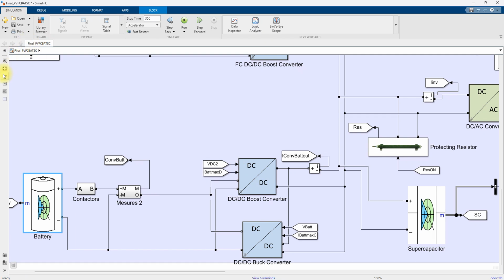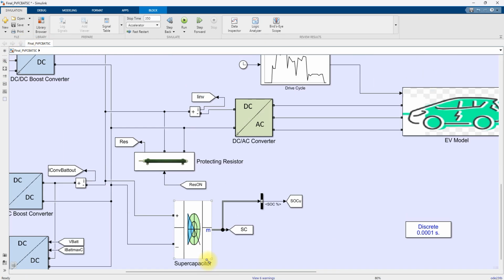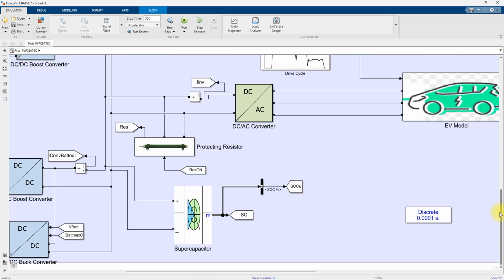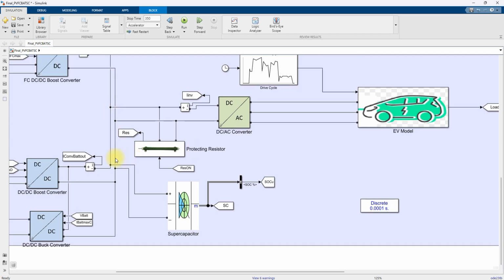Okay, so next, the supercapacitor. The supercapacitor is directly connected to the common DC link. That means the capacitor will be connected directly across the DC link. Because the supercapacitor does not have any control in this, it works according to power balance.